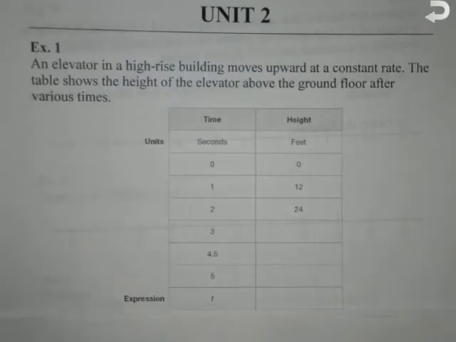Okay, guys, so for Unit 2, we are going to start with a word problem and with a chart. You guys remember these charts? Yeah? So here's your problem. An elevator in a high-rise building moves upward at a constant rate. So just like you know with elevators, they don't shoot up and then sometimes go slow. They're always at a constant rate.